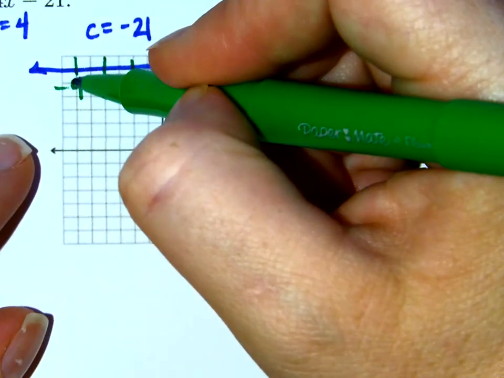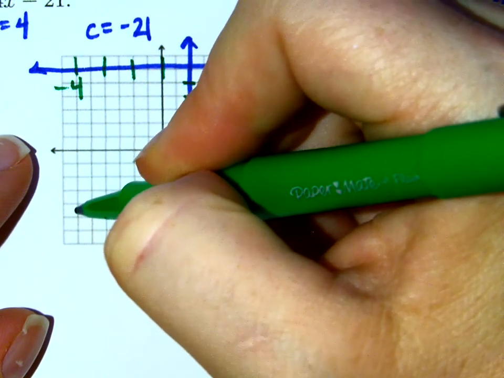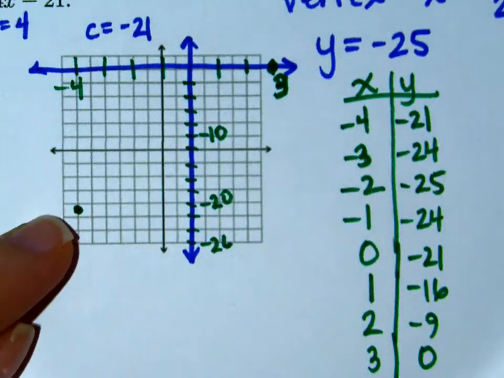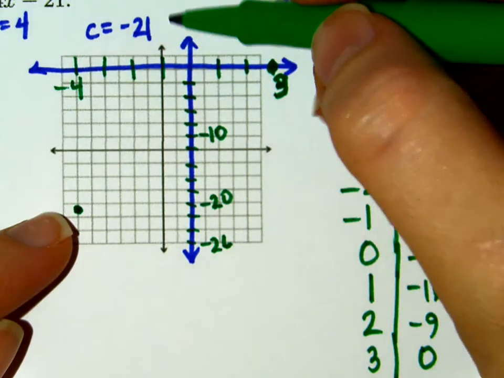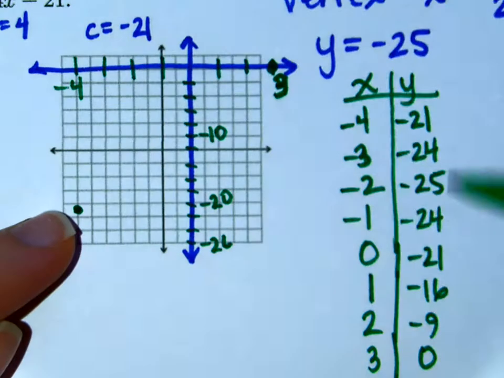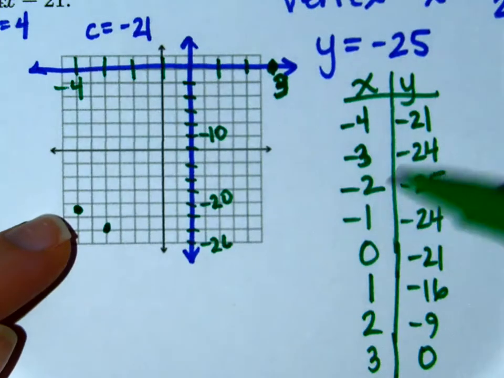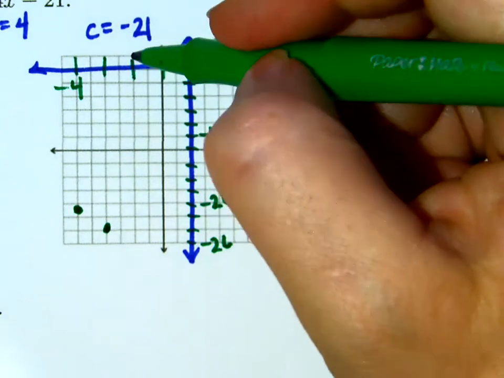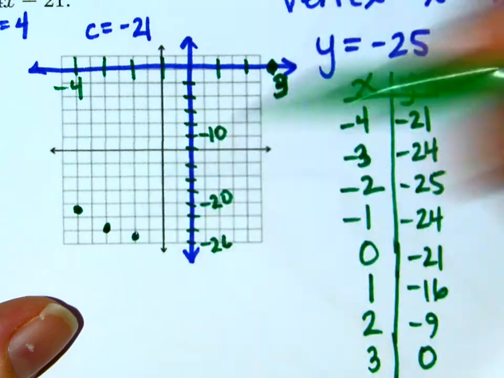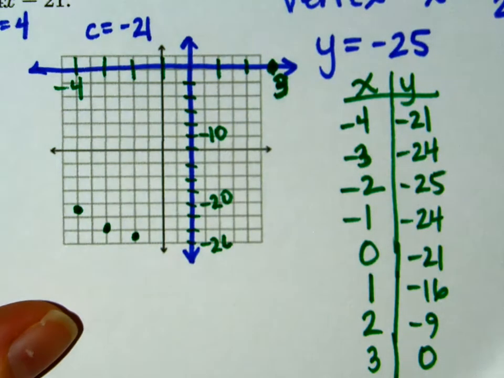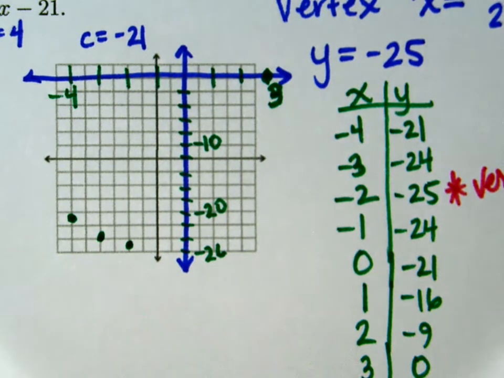-4 and 2, 4, 6, 8, 10, 12, 14, 16, 18, 20, 21. Okay. -3. So 3 to the left, 24 down. 3 to the left, and that was 21, 22, 24. Got it. 2 to the left, 25 down. So 2 to the left. This was 24, 25. That's our peak. Got it.